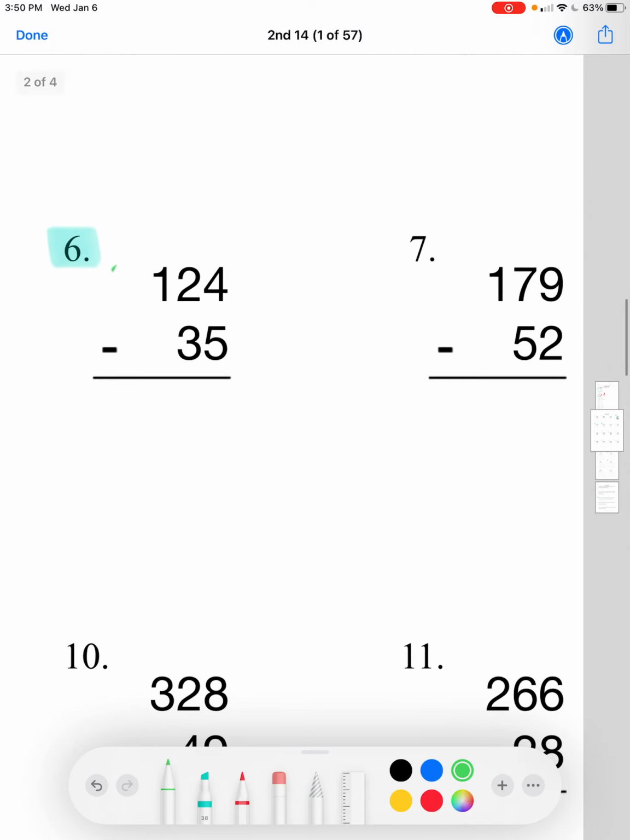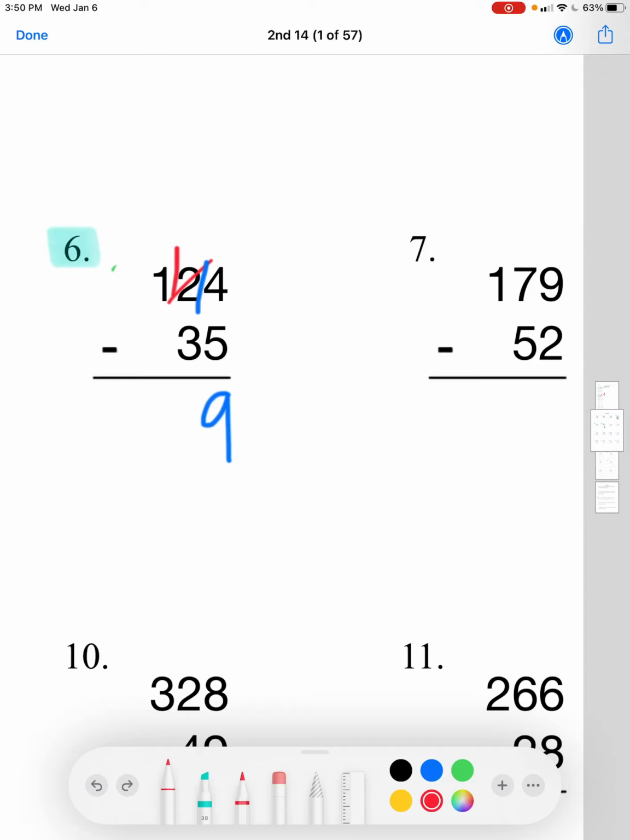Now let's try number 6. We have 124 minus 35. So what we're going to do is we're going to be regrouping. Since we can't do 4 minus 5, we'll have to regroup. Take a 10 from the tens place and make the 4 a 14. So now we have 14 minus 5, which is 9. And now we have 1 minus 3 in the tens place. But since we can't do that, we're going to have to regroup again.